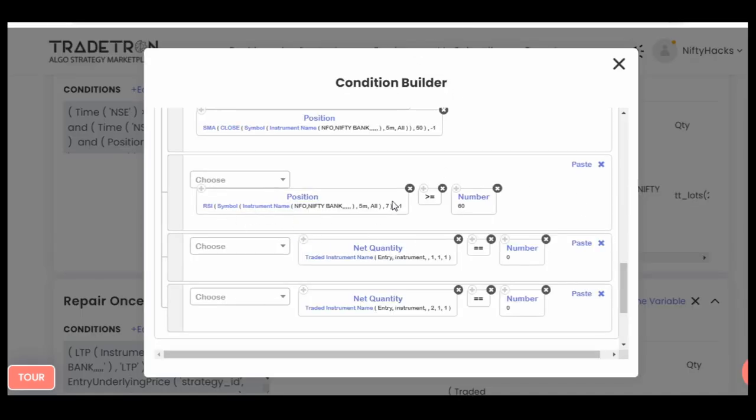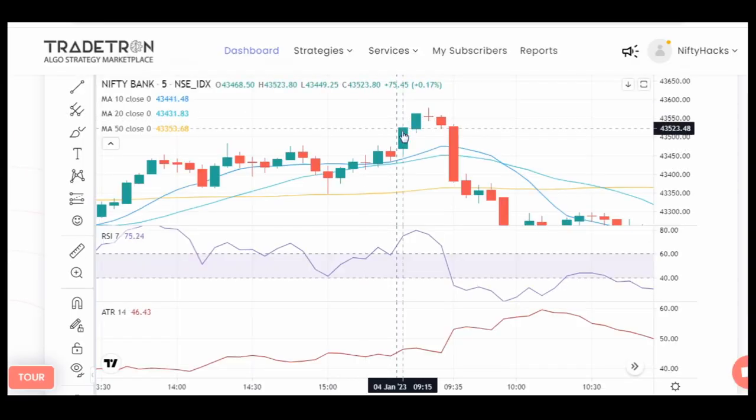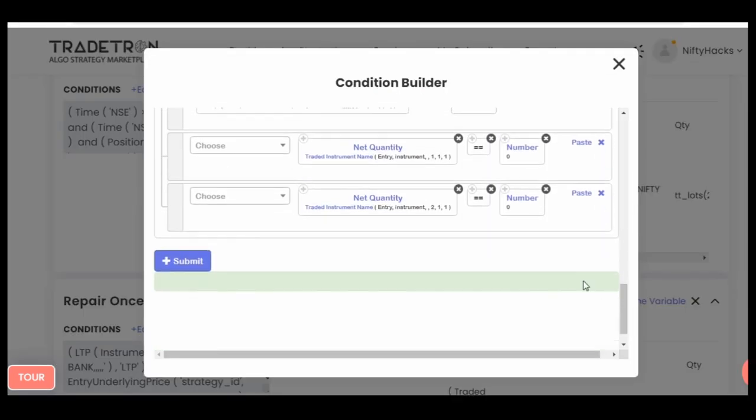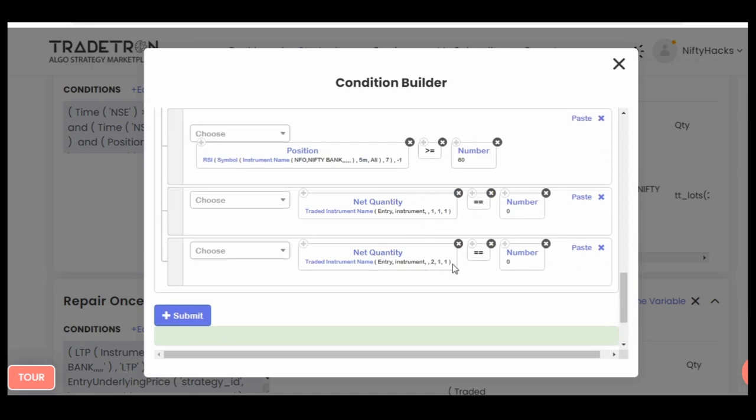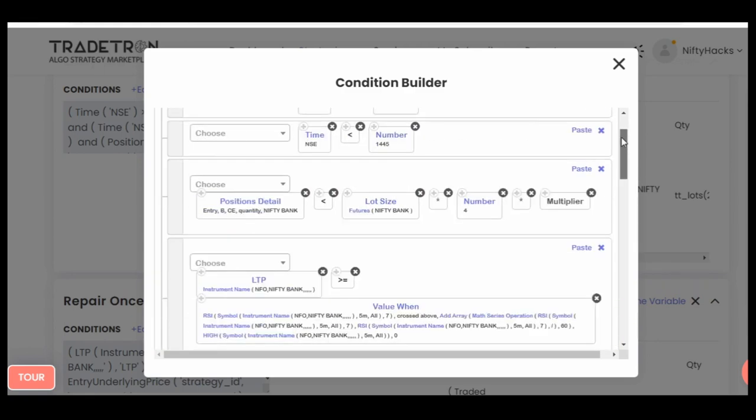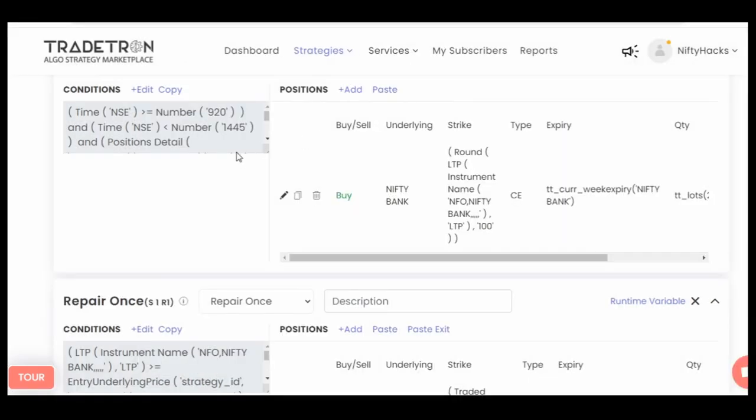Another thing is, the previous candle RSI should be greater than 60. As we know that this is the previous candle at 9:20, it already crossed above RSI 60, and RSI was around 75 level on this candle closing basis. So it's greater than RSI 60 also. And also, any call and put active trades are not present right now. So that's why it took the entry.